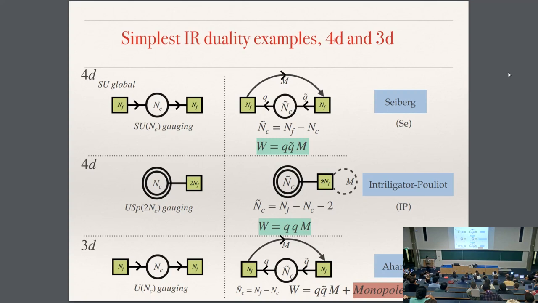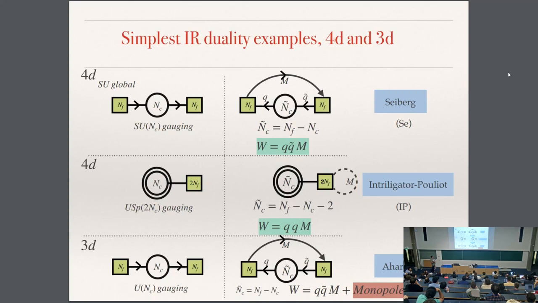The basic example of infrared duality is what is called Seiberg duality in 4 dimensions, where you have, say, an SU(N_c) gauge group with some matter, fundamental and anti-fundamental matter, which flows in the infrared to the same theory as another gauge theory with another gauge group and similar matter, but not exactly the same matter, and some superpotential. There are many examples of such dualities that were accumulated in the 90s. For example, there is also the famous Intriligator-Pouliot duality, where instead of an SU(N) group, you have USp(2N_c) groups.